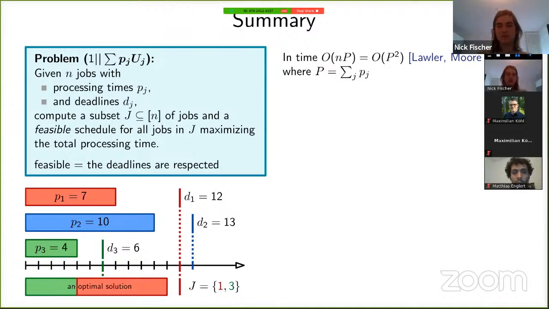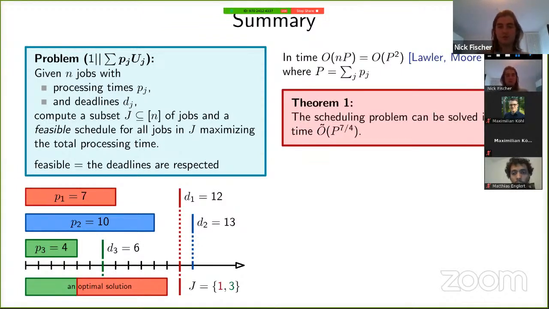And perhaps surprisingly, this algorithm was not improved, at least for this particular scheduling problem, in 50 years, and that's what we do. We show that you can actually improve the running time to Õ(P^(7/4)), right? Õ just hides a bunch of log factors.